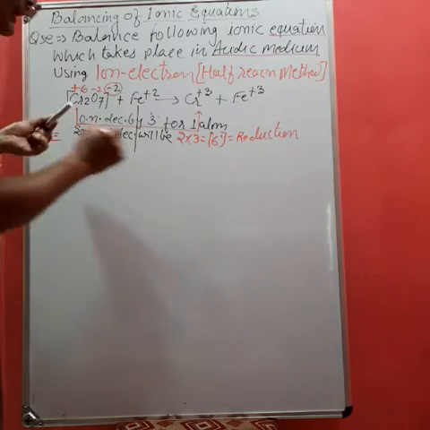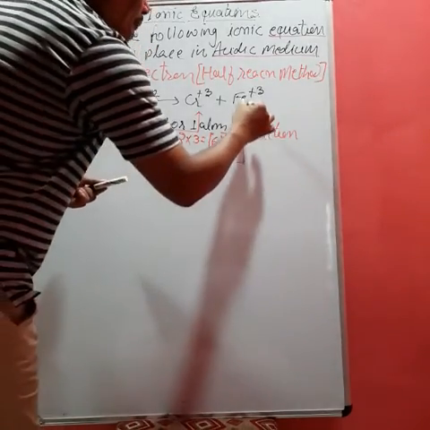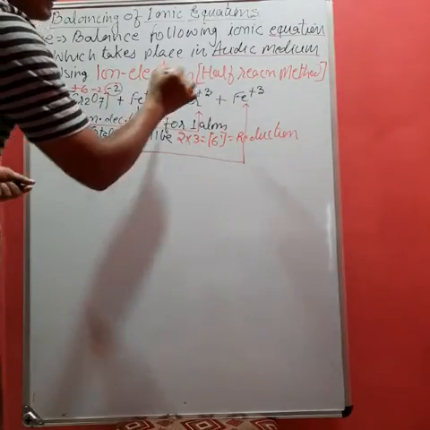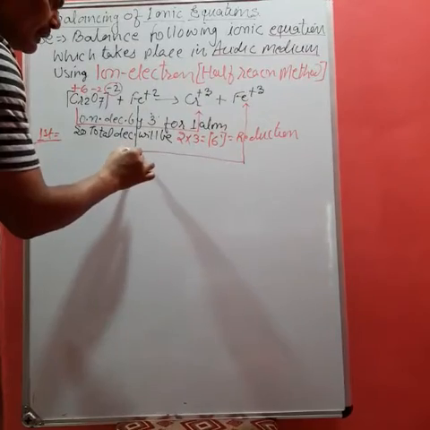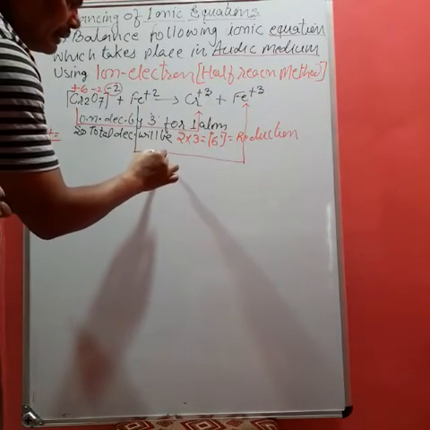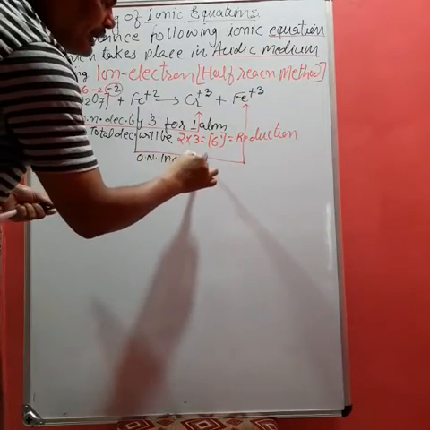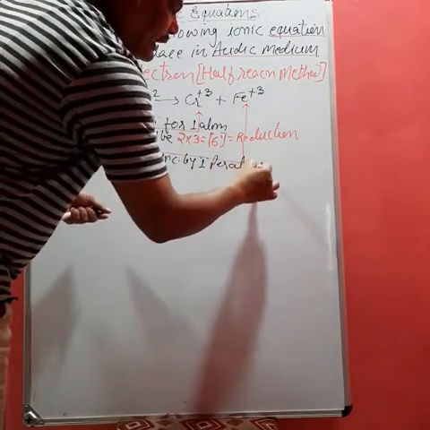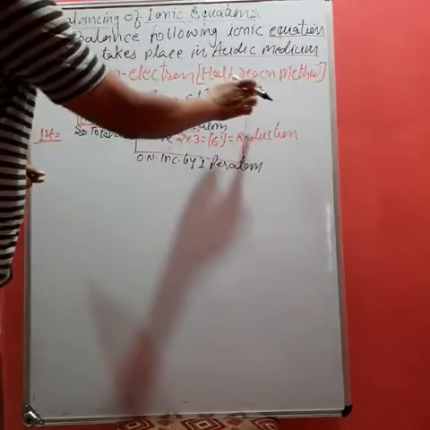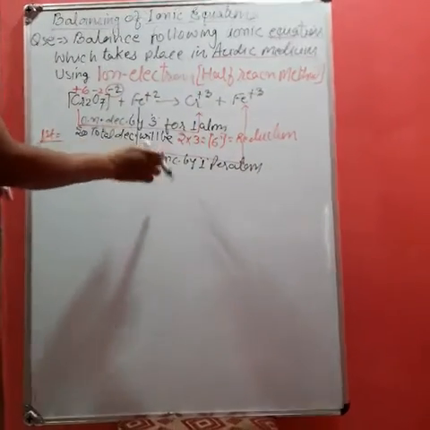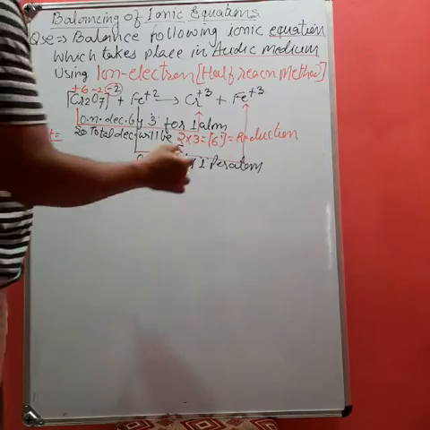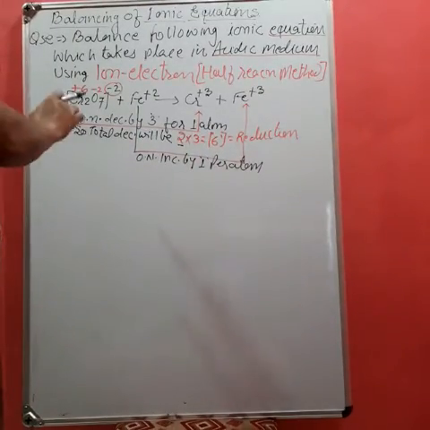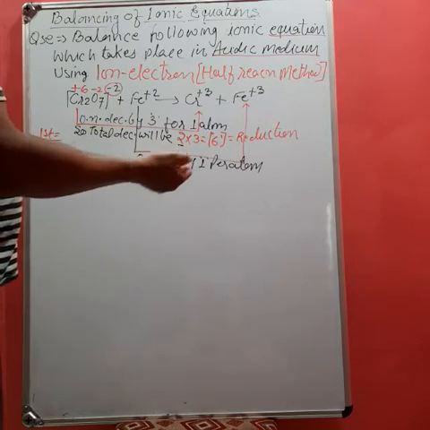Now the second one is Fe plus 2, and compare it with Fe plus 3. Plus 2 is getting converted into plus 3. So we can write here the oxidation number increases by 1 per atom. Already 1 atom is there, therefore no need to multiply, like in the previous one we multiplied by 2. Are you getting? So now here we find oxidation and reduction.